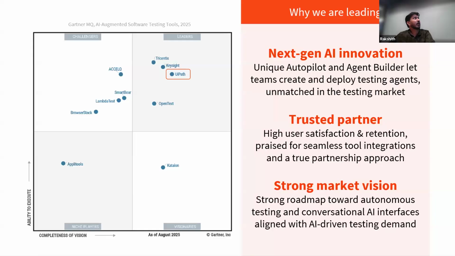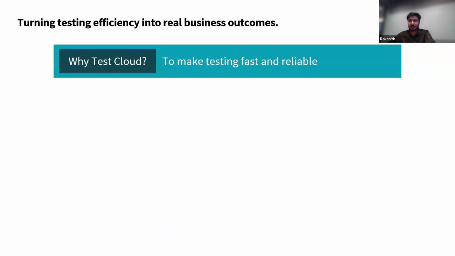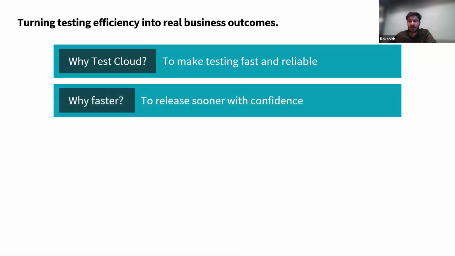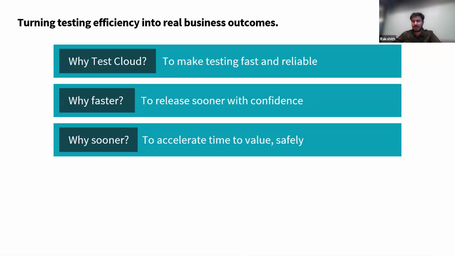I'll try to end this session by telling a few things. If you are taking one thing away, it's this: Test Cloud helps you make your testing fast and reliable so you can release sooner with confidence. That accelerates your time to value, especially safely. That is the governance everyone is looking for with AI involved.